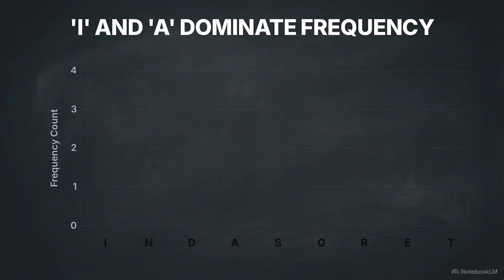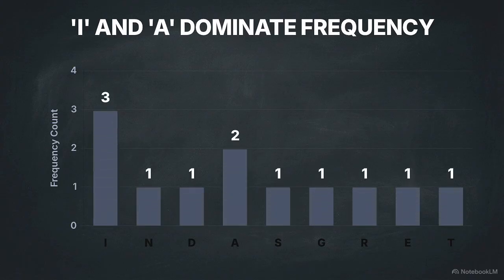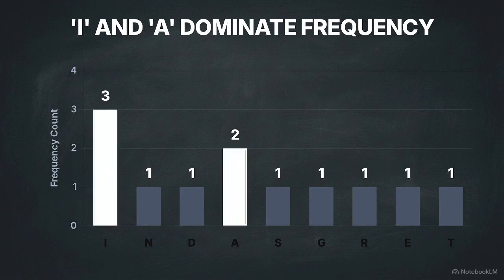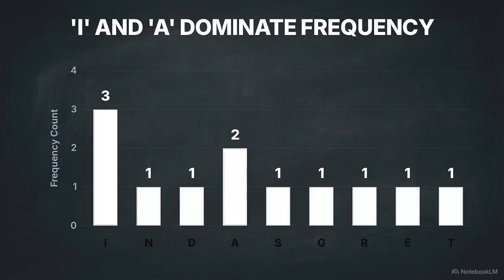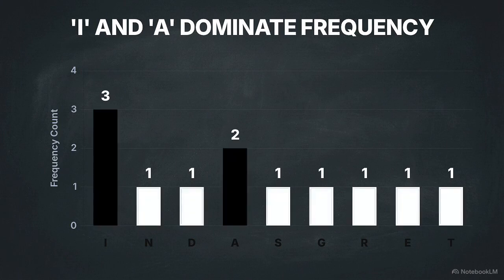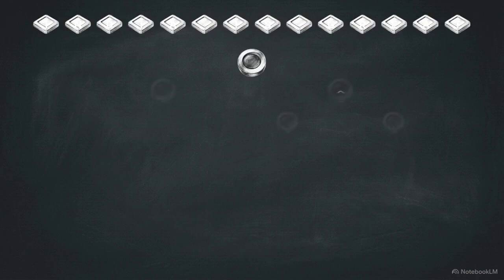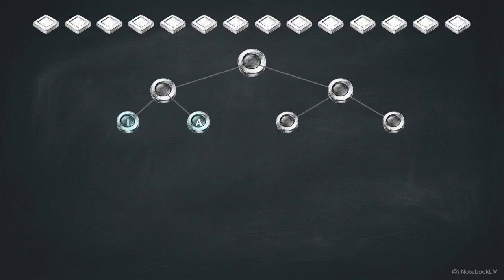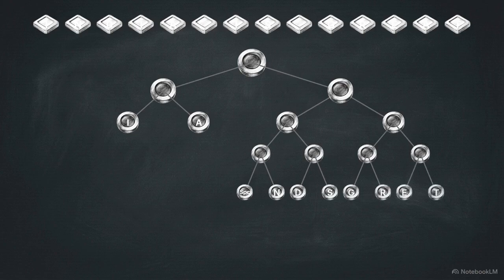This chart shows the first step of the Huffman Data Compression Algorithm, frequency analysis. We count up the letters, and we can see that I and A appear most often, while letters like D and G only show up once. The algorithm uses those frequencies to build a hierarchy. The most common letters stay at the top of the hierarchy for fast retrieval, while rare letters are pushed down into the deepest branches. Now we use these branches to assign new codes.